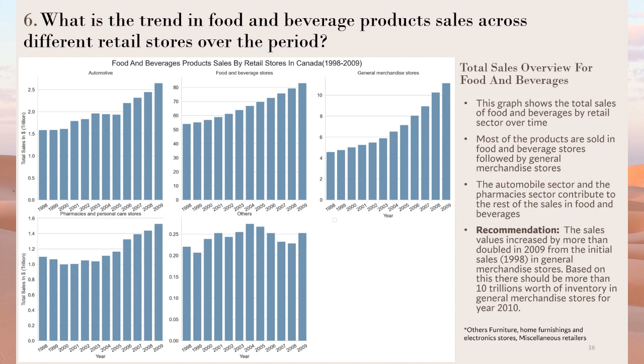Food and beverages products sales across different retail stores over the period. This graph shows the total sales of food and beverages by retail sector over time. Most of the products are sold in food and beverages stores, followed by general merchandise stores. The automobile sector and the pharmacy sectors contribute to the rest of the sales in food and beverages.